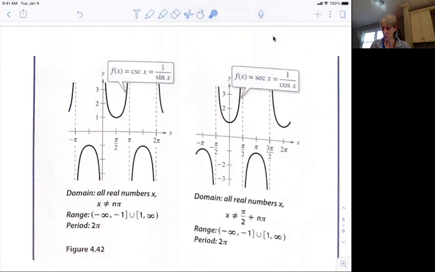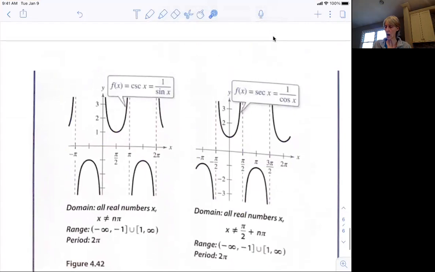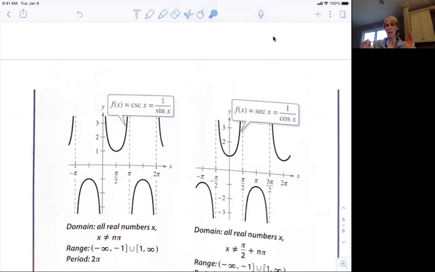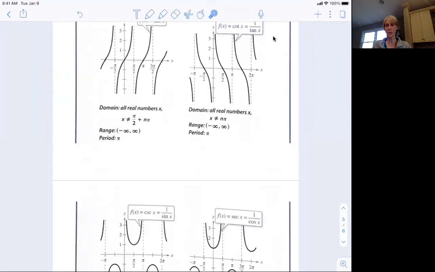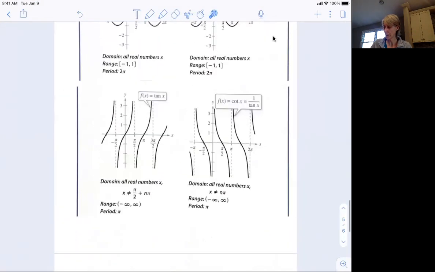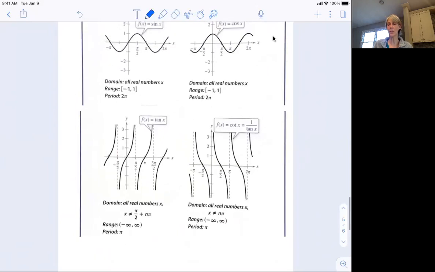For instance, the cosecant is the reciprocal of the sine function. The secant is the reciprocal of the cosine function. Again, I'm not going to expect you to really know anything about these other than that they make weird pictures with asymptotes. Okay, that's really all you need to know, and that you can graph them. And if you see them in the future, that just depends on what levels of math you take.